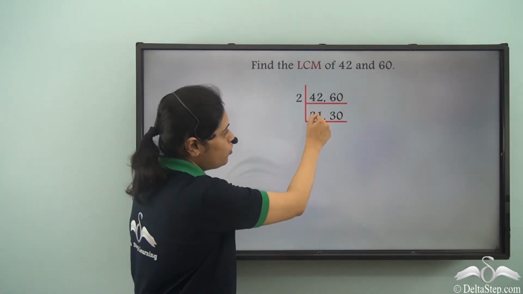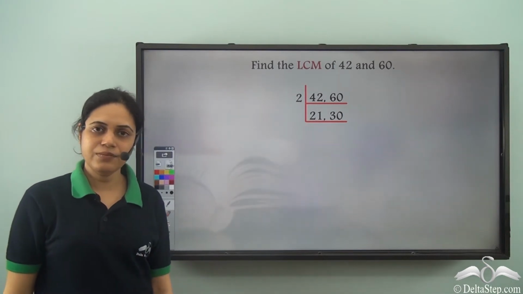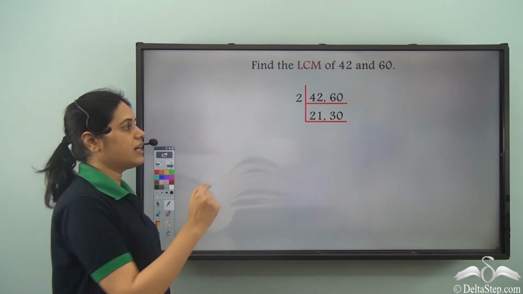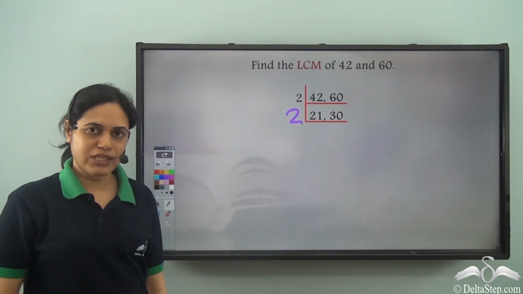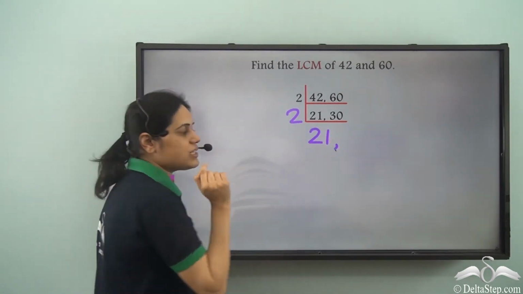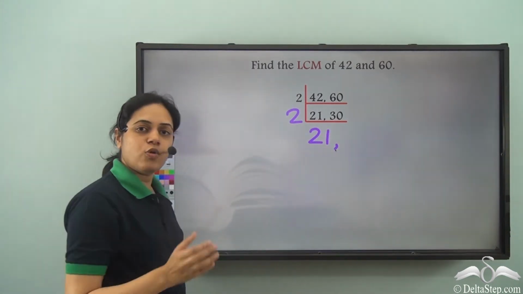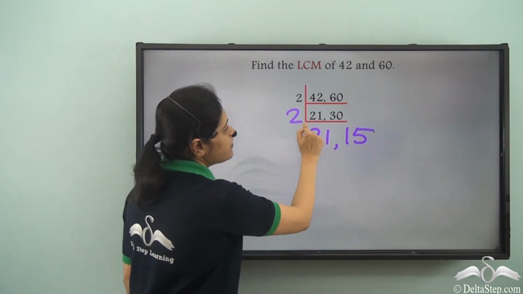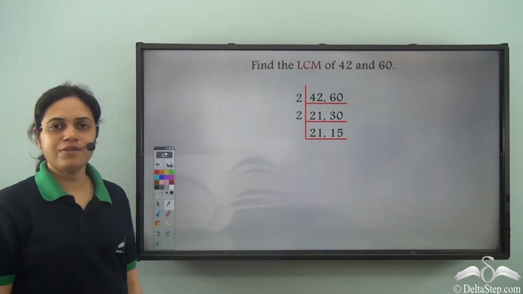Now 2 does not divide 21, but 2 divides 30. So will I consider 2 or not? I will consider 2. Since 2 does not divide 21, I will write 21 the way it is. And over here, I will write the quotient of 30 divided by 2, which is 15. So this is what I have.